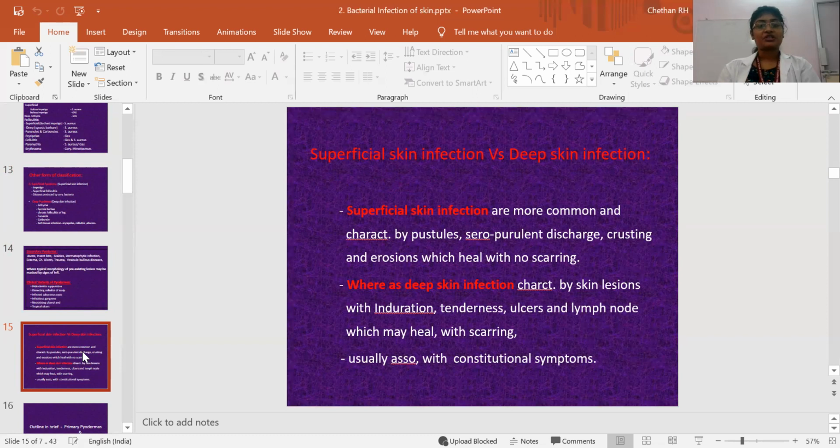Whereas the deep skin infections are characterized by skin lesions with induration. Induration is nothing but thickness. Tenderness and pain can be present on clinical examination. Then there are ulcers and lymph node involvement, which may heal with scarring, and that's why it is known as a deep infection. Usually it is associated with constitutional symptoms. That's why there is tenderness present.